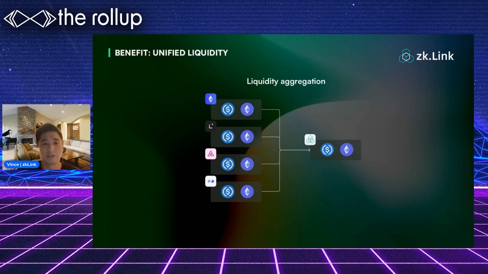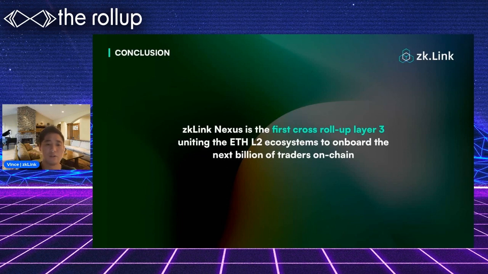And in theory, we hope that the next generation of DEXs will be able to serve millions of traders, will onboard millions of traders. And the more liquidity you have, the more aggregation you have, the higher capital efficiency you can have on the DEX. So the conclusion here is zkLink wants to be the first cross-rollup layer 3 to unite the Ethereum layer 2 ecosystem to help onboard the next billion traders on chain.